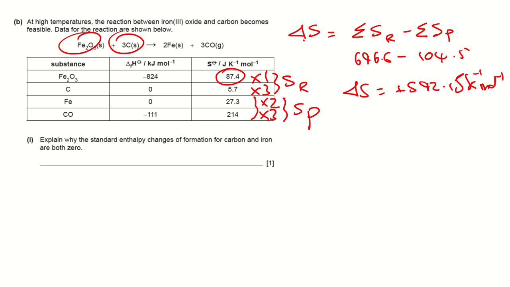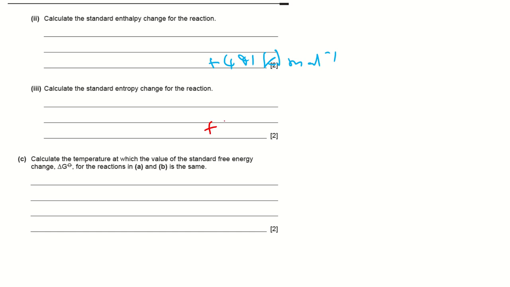What I would always do here when you're doing an entropy value is have a look at the entropy and decide yourself before you do the calculation, does it look like it should be positive or negative? Well, here we're going from 1 mole, 4 moles of solid to 2 moles of solid, but most importantly, 3 moles of gas. So this should be a large increase in entropy, so a positive change, and that's exactly what we've got here. So we can be fairly confident to move on to the next question. So that is positive 592.1, and that is joules per Kelvin per mole.